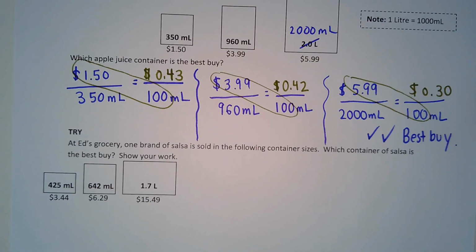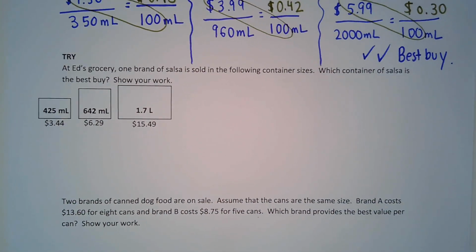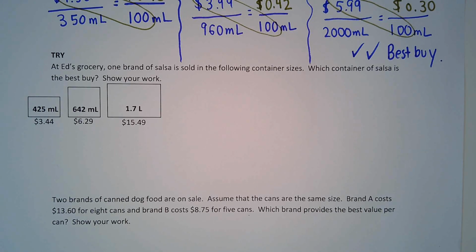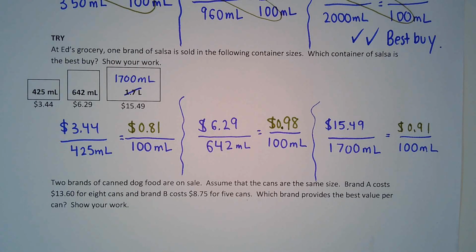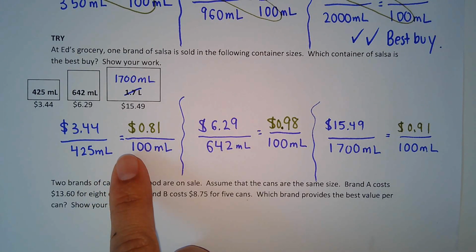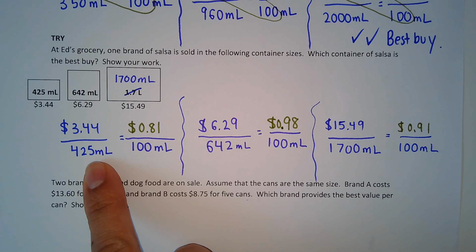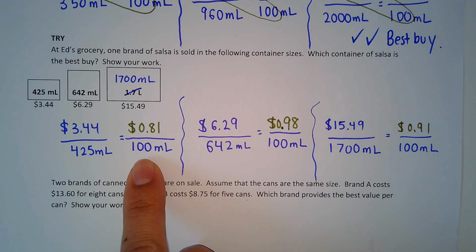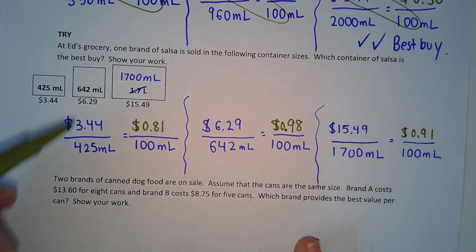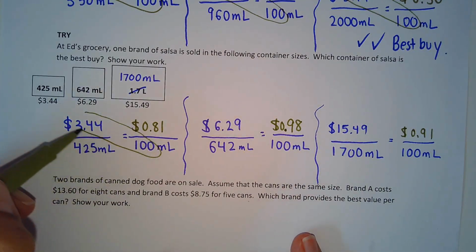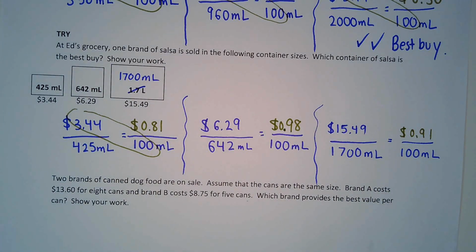Okay, I would like you guys to try the next example. So same thing, you can pause the video here, try it, and then check over your answer. Okay, so I hope you tried that example, and I have written out my work here as well. So the first container of salsa, remember we're finding the price per 100 mils, and remember best to just use cross multiplying, and I got an answer of 81 cents.